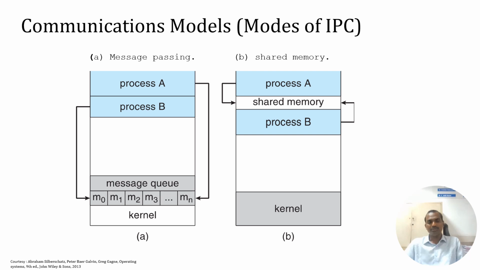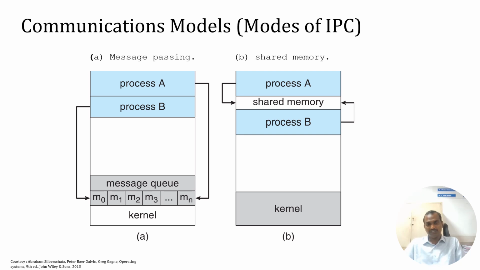Look at this diagram. The first one is message passing, the second one is shared memory. Here, in shared memory, we have process A, a shared memory, and a process B. If process A would like to share data with process B, then process A has to write the data to the shared memory, and then from the shared memory, process B will acquire the data.